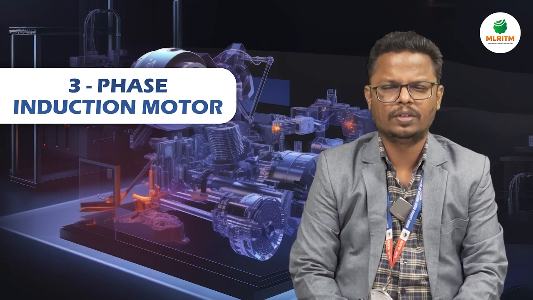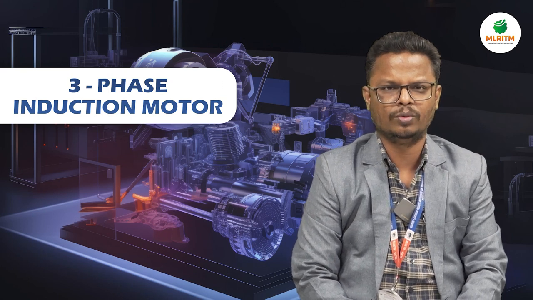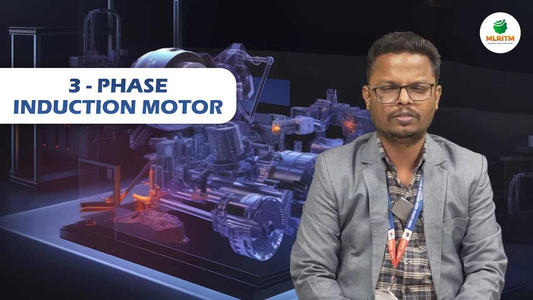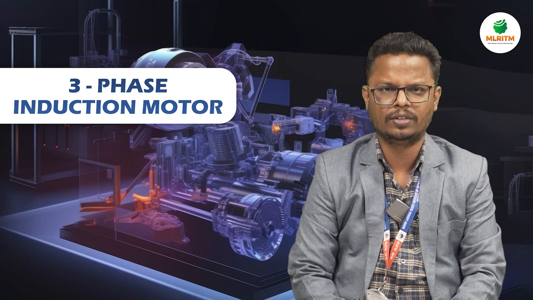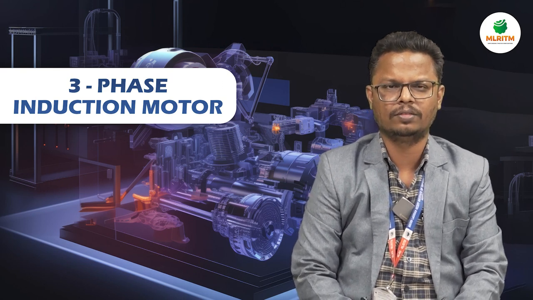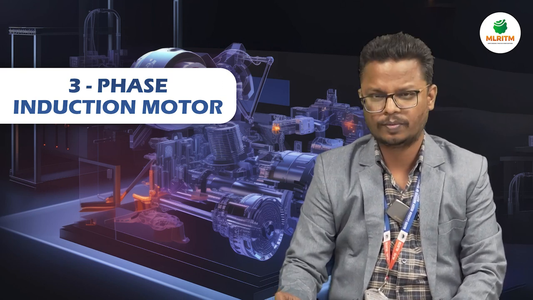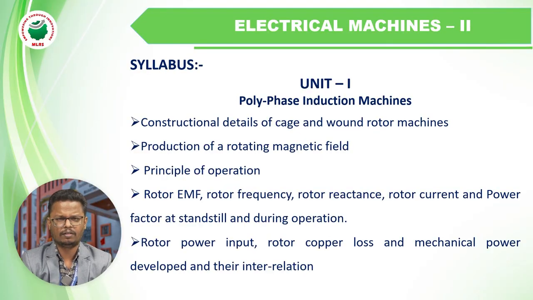Today we are going to discuss Electrical Machines 2, Unit 1. The chapter name is 3-phase induction motors. First we will discuss the syllabus. The syllabus covers construction details of the squirrel cage induction motor and the slip ring induction motor, and production of the rotating magnetic field. How the rotating magnetic field is produced, what conditions are required, the mathematical proofs, etc., and the principle of operation.